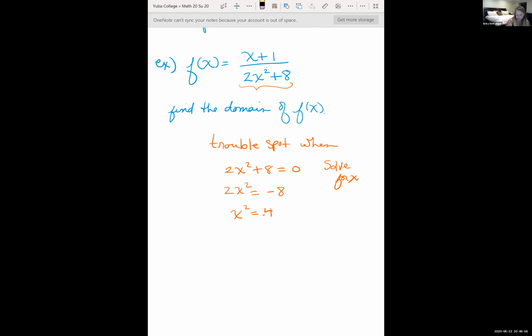I can use my square root method now. Take the square root of both sides. I get x is equal to plus or minus the square root of negative 4, plus or minus 2i. But this is not a real number. Our domain is a set of real numbers. So this is not a real number. So there's no real numbers we need to exclude from the domain.